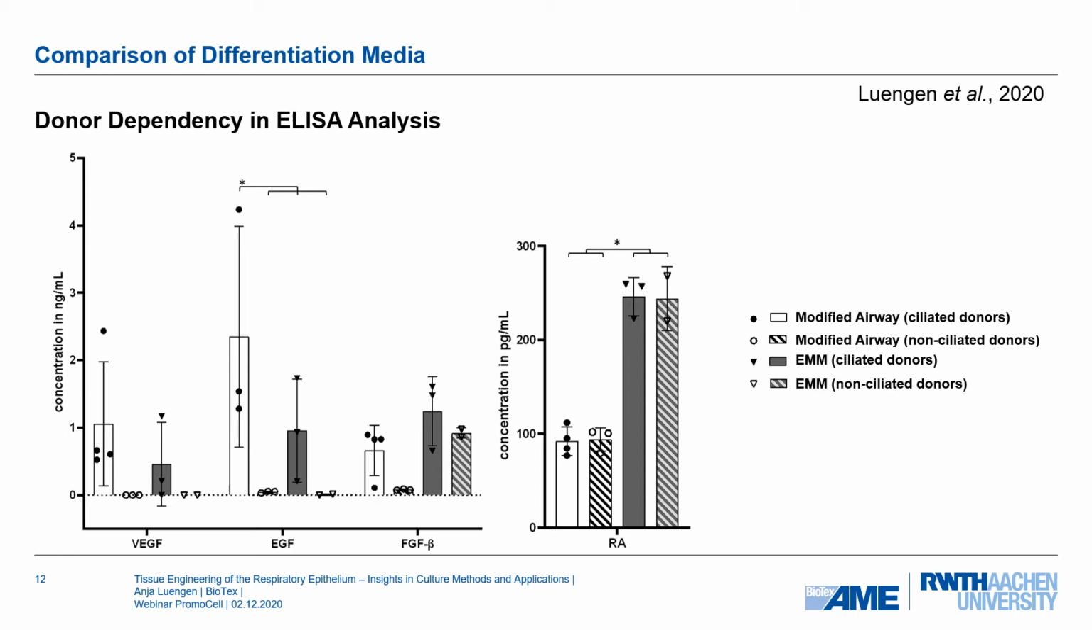The effect could also be observed for FGF-beta in modified airway medium, but not in EMM, probably due to the higher initial FGF-beta concentration in EMM. Retinoic acid content did not differ between ciliated and non-ciliated donors.